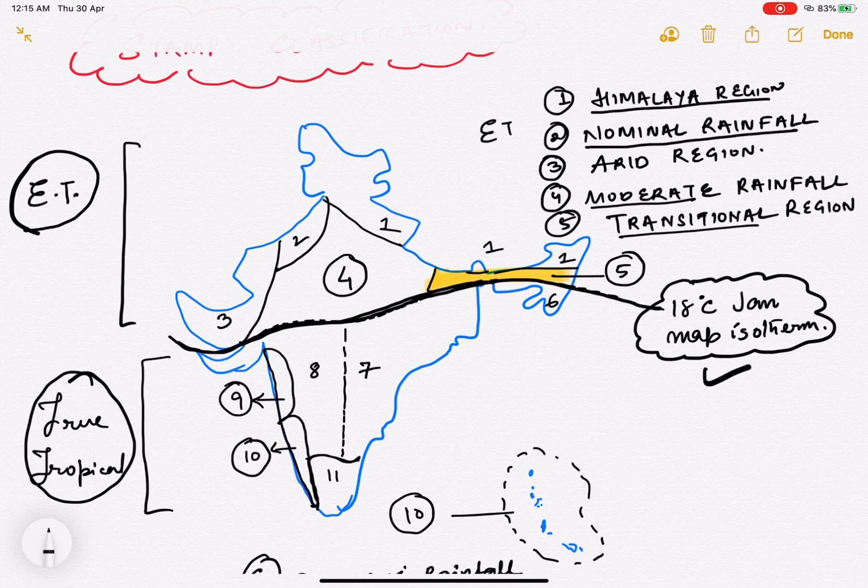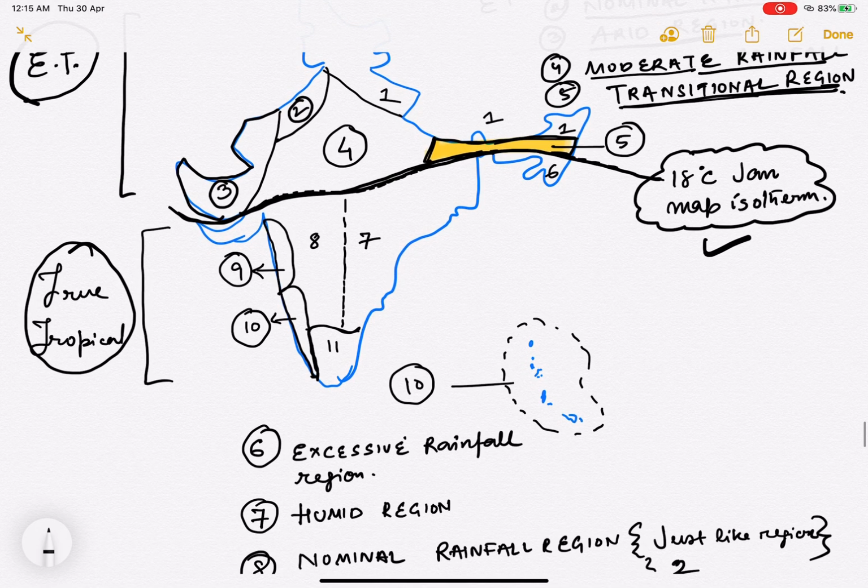Next, we have the nominal rainfall region, number 2. Next, we have the arid region over here, covering which part? This is your western Rajasthan as well as northern Gujarat. Next, we have the moderate rainfall, that is number 4. Next, we have the transitional region, that is number 5, which has been covered in yellow. Next is the true tropical.